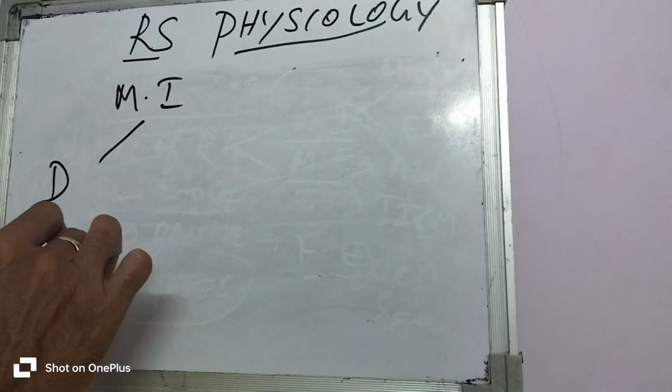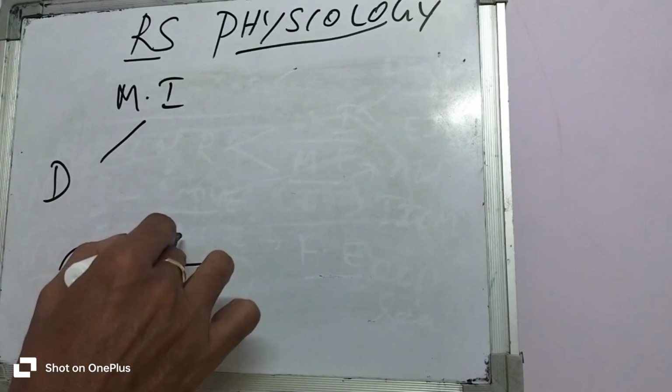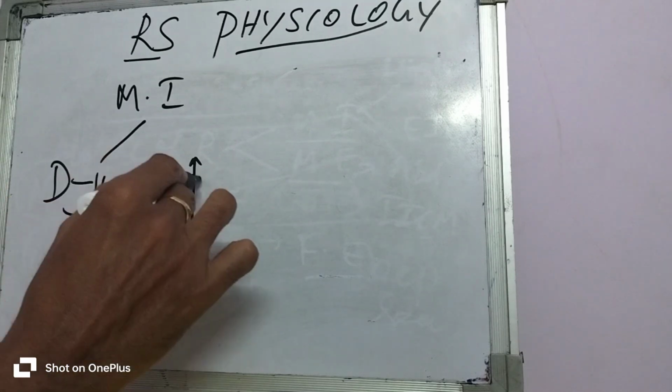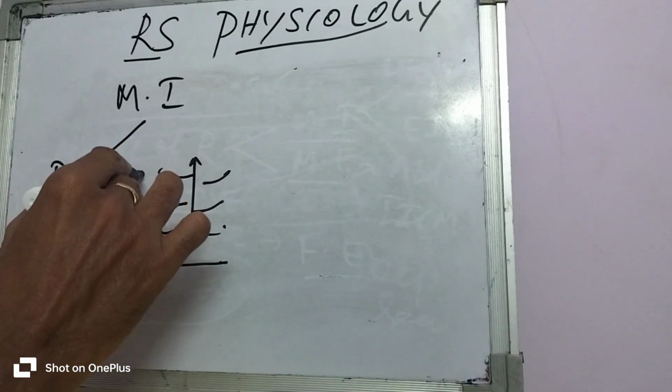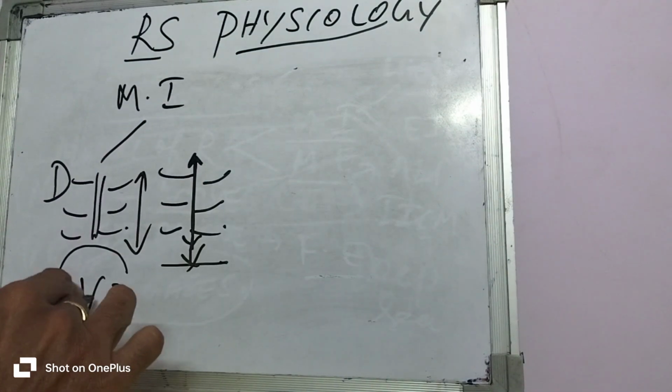It is a dome-shaped muscle, and when the muscle contracts, the dome shape gets flattened, and it will increase the vertical diameter of the thoracic cage. If this is the thoracic cage, the vertical diameter is like this, and here the vertical diameter will be increased. So, an increase in the vertical diameter.